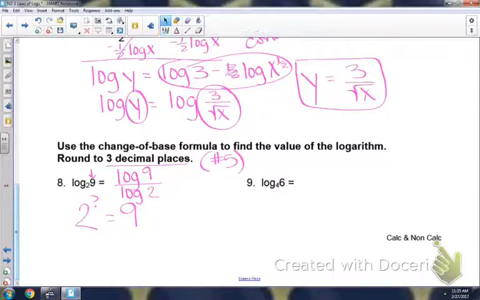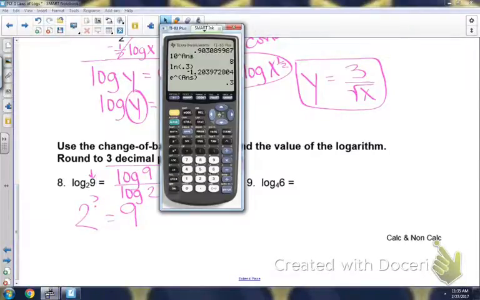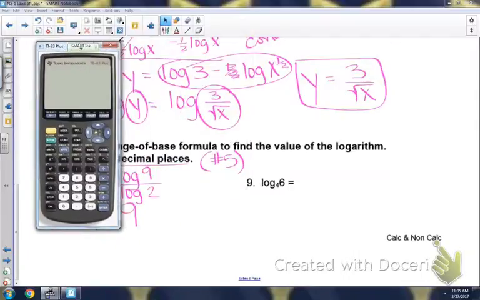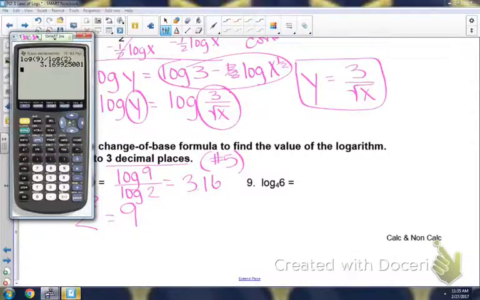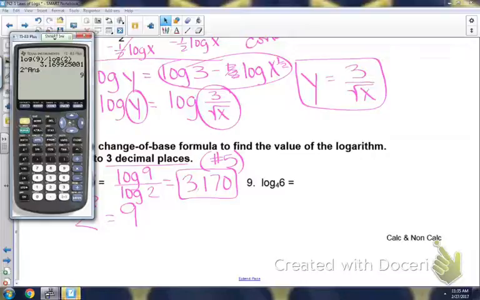So I'm going to use the calculator, since that's a common log there. So I'm going to do log of 9 divided by log of 2. So you're going to get a decimal. It's going to be 3.170 if we're rounding to 3 places. To check it, we could do 2 to that power. It should give us that 9 that we talked about.